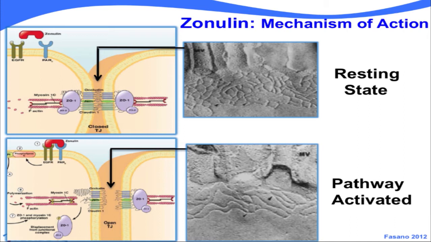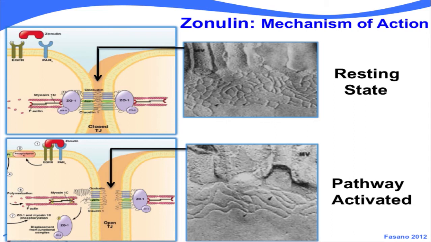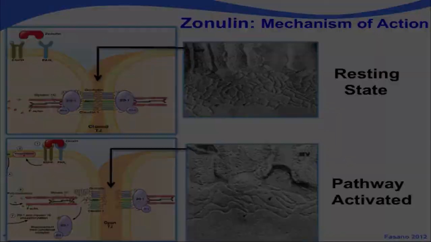When you actually look at some of these tight junctions, there's some very, very beautiful work that was done by Fasano, which shows you, for example, on the top, the resting state, in which these proteins form a very tight mesh, whereas when the pathway is activated, you can see the opening taking place. This is electron microscopy, so you can see that this would allow the passage of macromolecules.